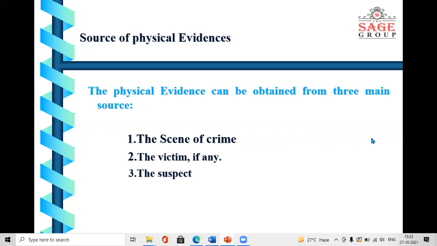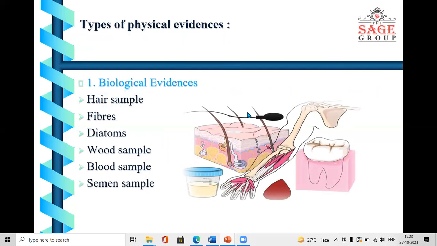Now let's talk about types of physical evidences. Firstly, I would like to talk about biological evidences, that is hair samples, fibers, diatoms, food samples, blood samples, semen samples, etc. There are many types of biological evidences. In short, biological evidences are those which relate to life, to living beings. Plant samples also come under biological evidences, botanical evidences.